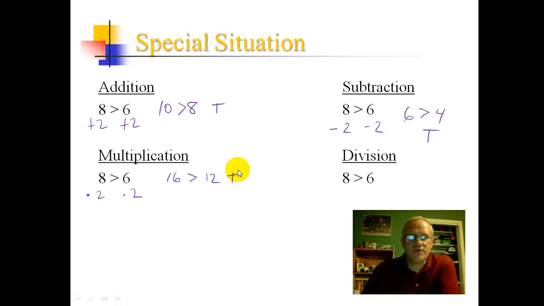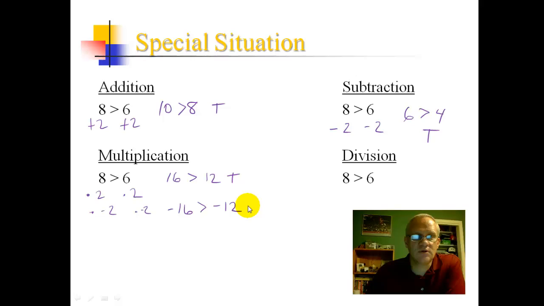Now there's one thing here with multiplication. Let's look at one more thing that could happen. What if we multiplied by a -2 on both sides? What happens this time? Forgot the negative. This time, now I have -16 greater than -12. Is that true? No, it's not true.